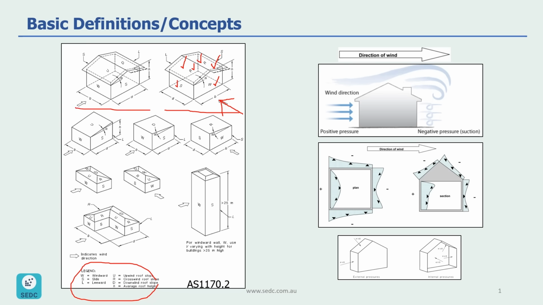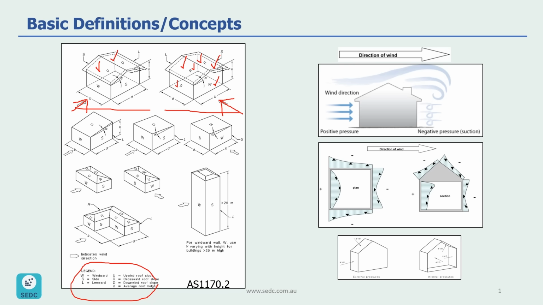In this example here, with the wind blowing in this direction, this side of the roof is called upwind roof slope, and the other side of the roof is called downwind roof slope. So now let's look at a very important concept about positive and negative pressures.